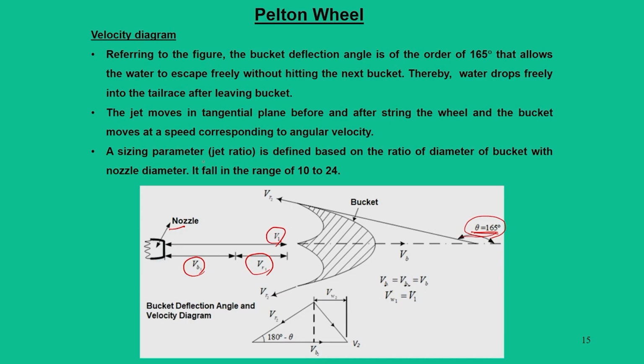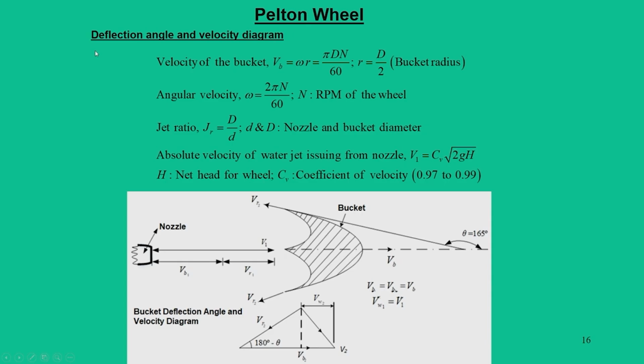Then we can introduce a parameter which is called the jet ratio. It is a sizing parameter, which is the ratio of the diameter of the bucket to the nozzle diameter, and its value is in the range of 10 to 24. Now, the next thing is how to quantify. The velocity of the bucket can be estimated as Vb, that is omega times r, that is pi D N by 60, where r is D by 2, called the bucket radius, and the angular velocity omega can be linked to the RPM of the wheel, that is 2 pi N by 60. We have the jet ratio D by d, and the most important thing here is that the velocity of the water jet is estimated using the expression V1 is equal to Cv times square root of 2gH.